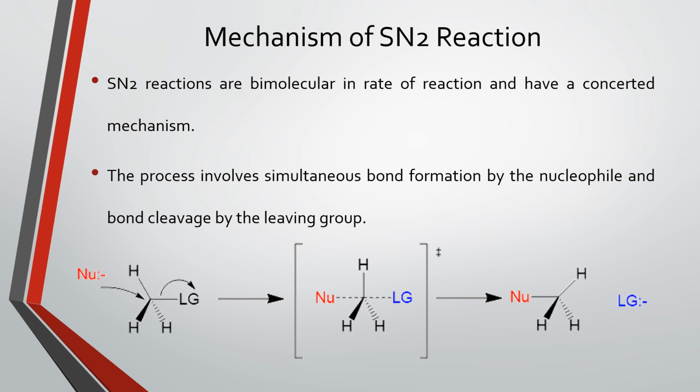But in between the breaking and making of the bond, there is the formation of an intermediate step in which the carbon atom is pentacoordinated. Why is it so? Because the carbon atom is attached to 5 different groups: 3 hydrogen atoms, one leaving group and another nucleophile. As soon as the product is formed, this bond completely breaks, and this bond completely forms, so as to get this product, and the leaving group leaves.